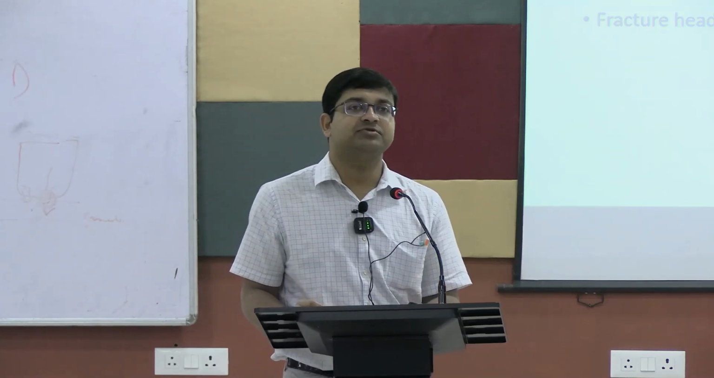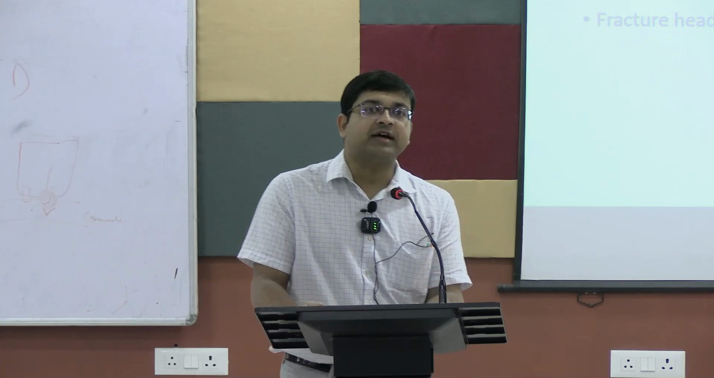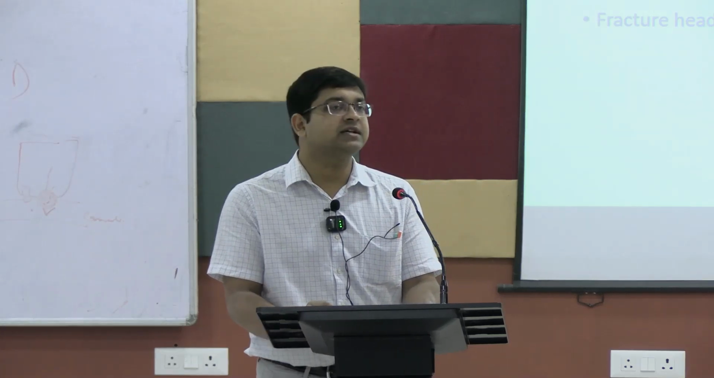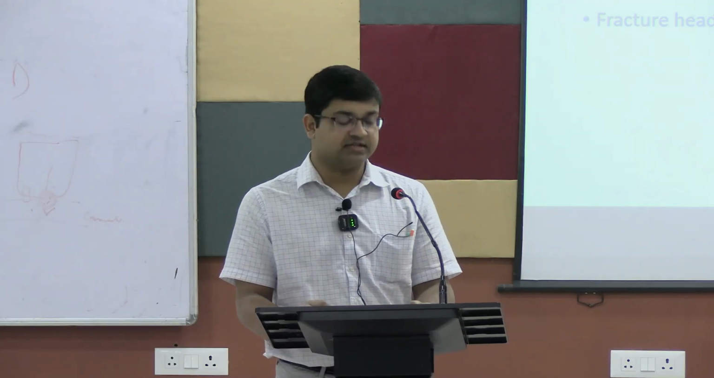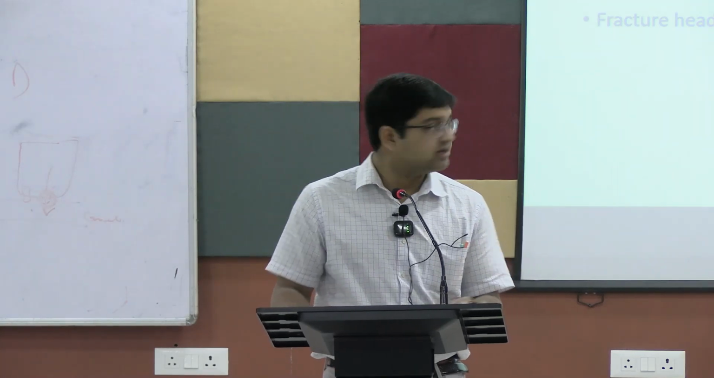Fractures around the hip joint. So what are the fractures around the hip joint? These are mostly 4 fractures: fracture head of the femur, fracture neck of femur, intertrochanteric femur fracture, and subtrochanteric femur fracture. Out of these 4 fractures, fracture neck of femur is important for you.